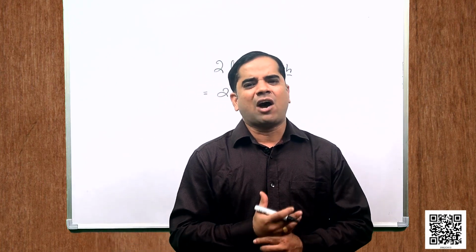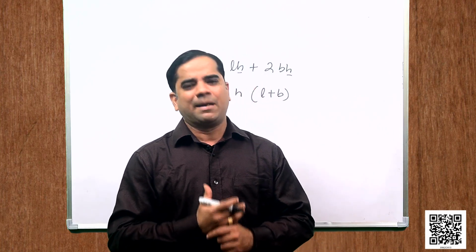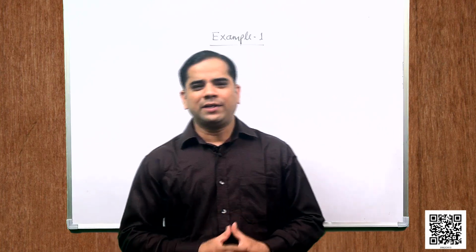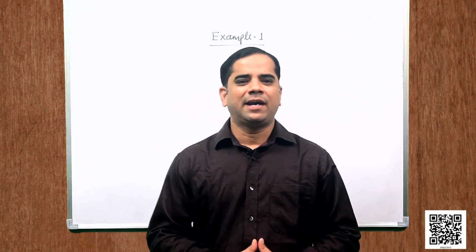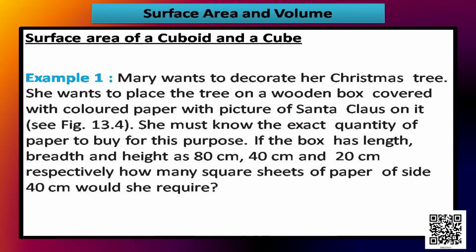Okay. So, let us now solve some examples. Fine. Students, let us now discuss example 1. What it says? Mary wants to decorate her Christmas tree. She wants to place the tree on a wooden box covered with colored paper with picture of Santa Claus on it. You can see the figure that is given in your book.